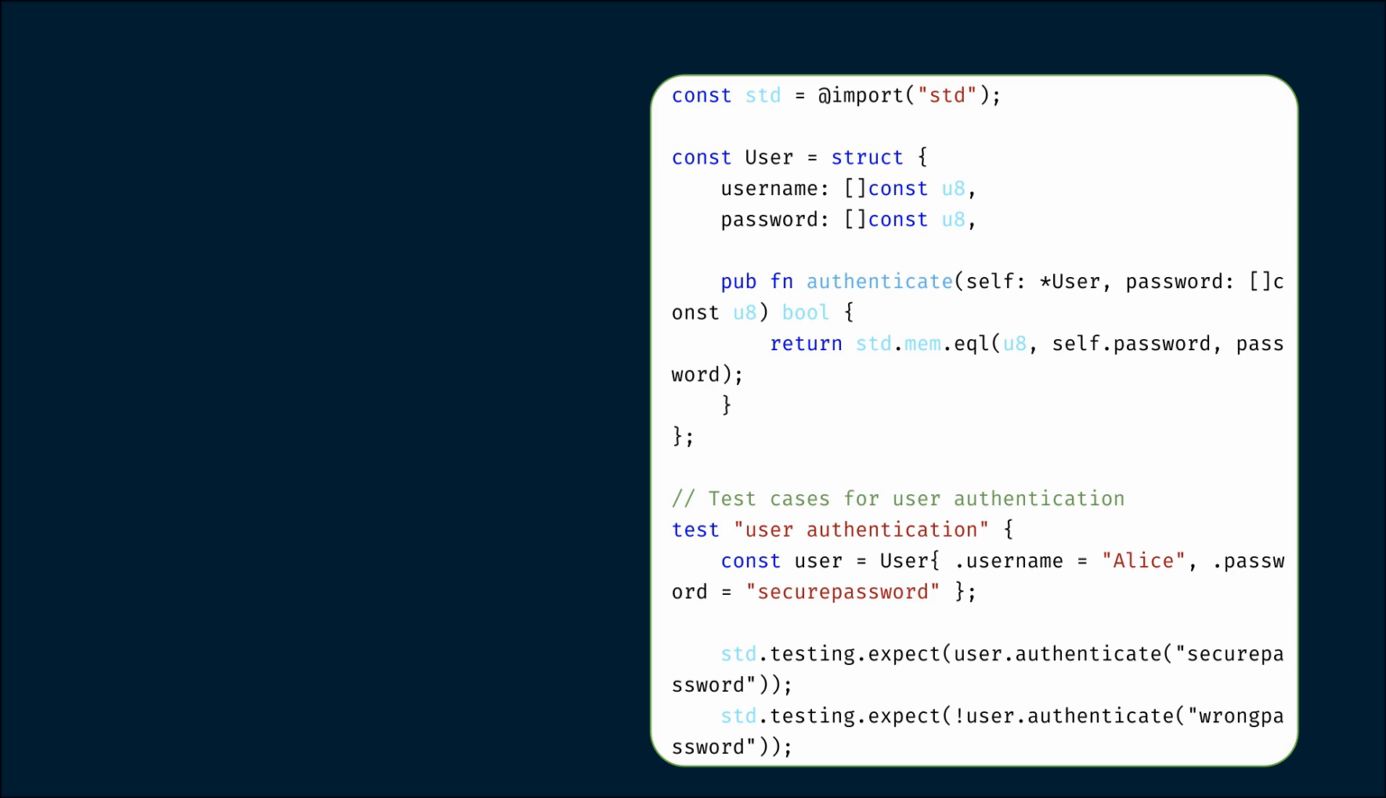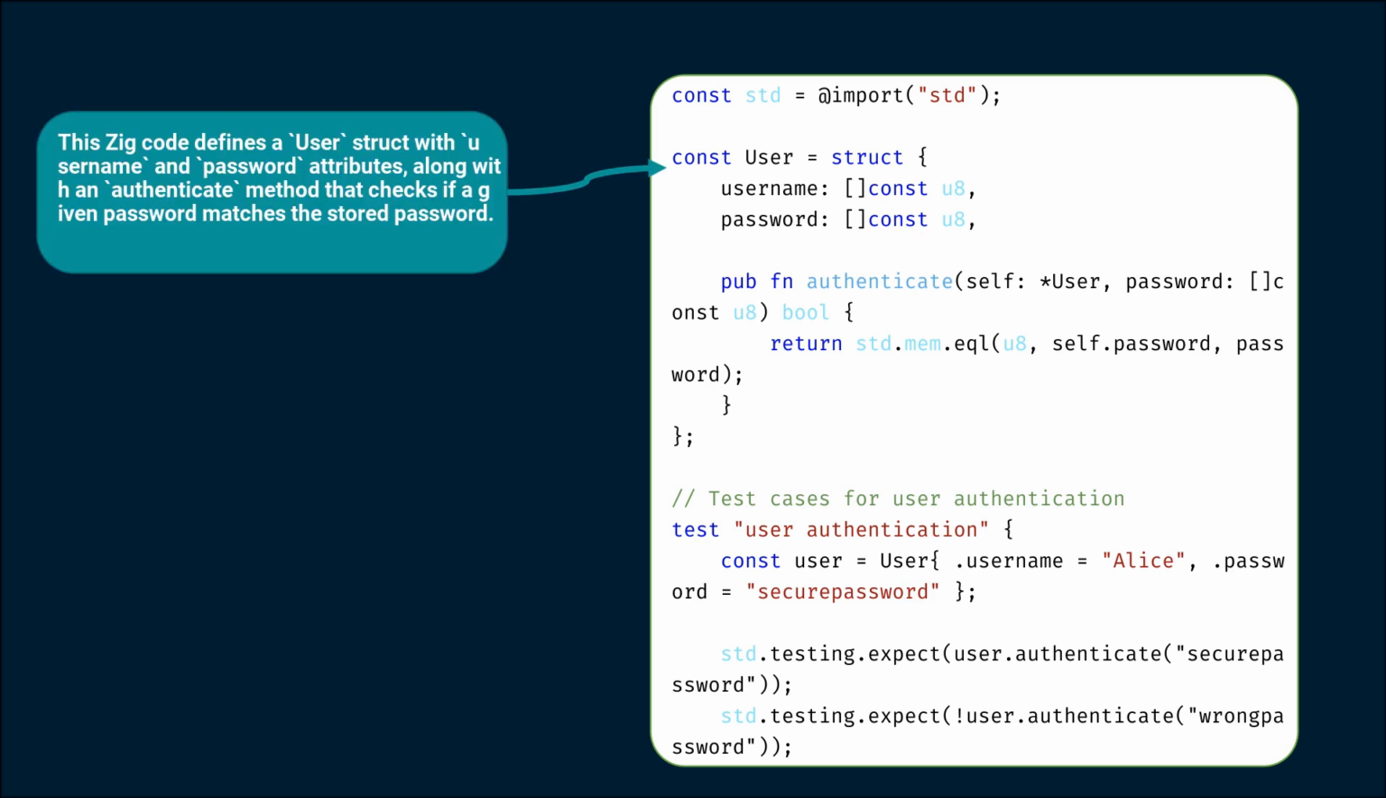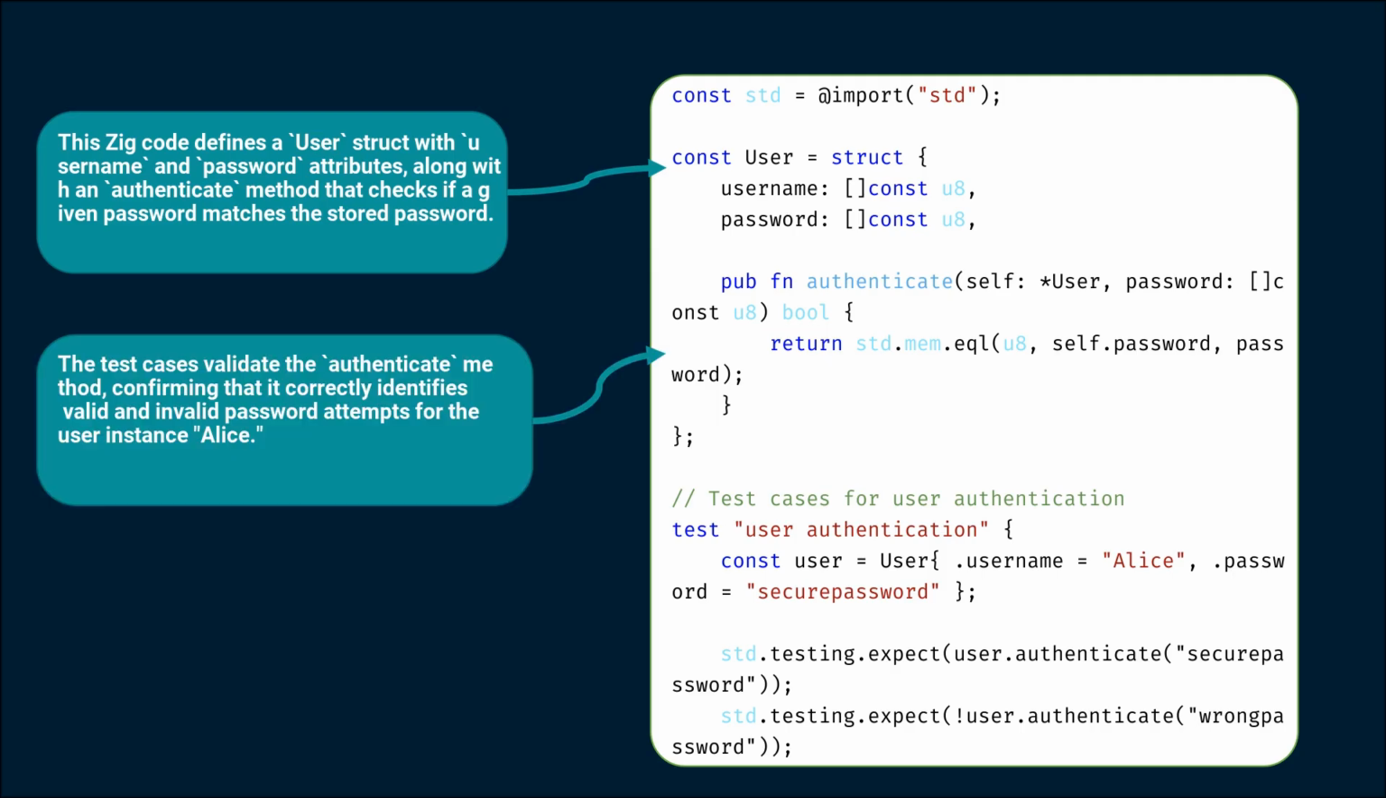Now let's take a look at how we can implement a user management system with the ability to authenticate users. We begin by defining a user structure that includes fields for the username and password. This encapsulation allows us to represent users in a straightforward manner while maintaining their associated data. Within the user structure, we define a method called authenticate that checks if the provided password matches the user's stored password. This is achieved using Zig's memory comparison function, ensuring efficient and safe operations.